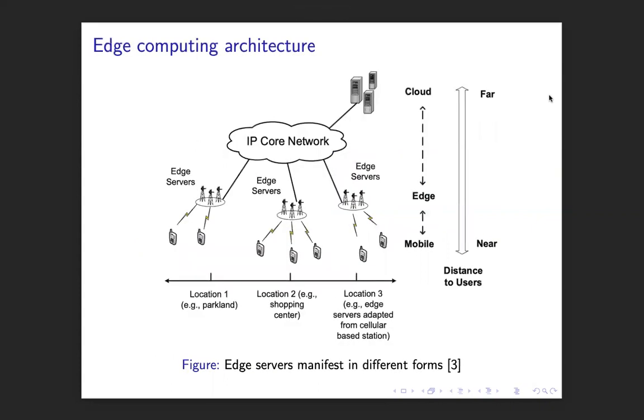A typical edge computing architecture looks like this. We have three separate entities: mobile devices, the edge servers, and the cloud servers or the backend servers. The mobile users are closer in proximity to the edge servers. The edge servers and the backend servers are connected through an IP core network. The edge servers can manifest in several different forms. They can either be adapted from cellular base stations or shopping centers or parklands, etc. The edge servers can serve multiple users and they can host requests from or host services from several different cloud servers.